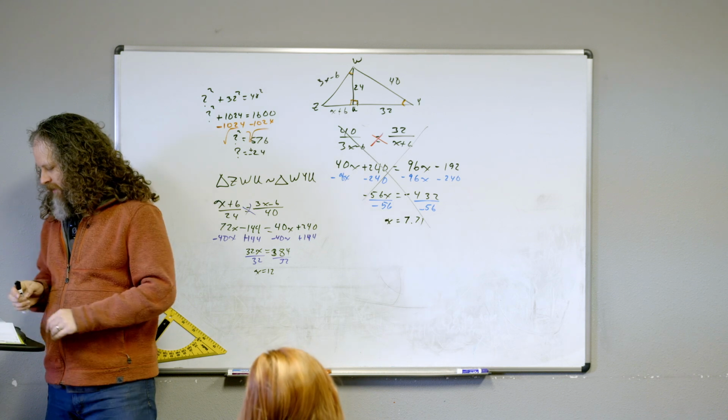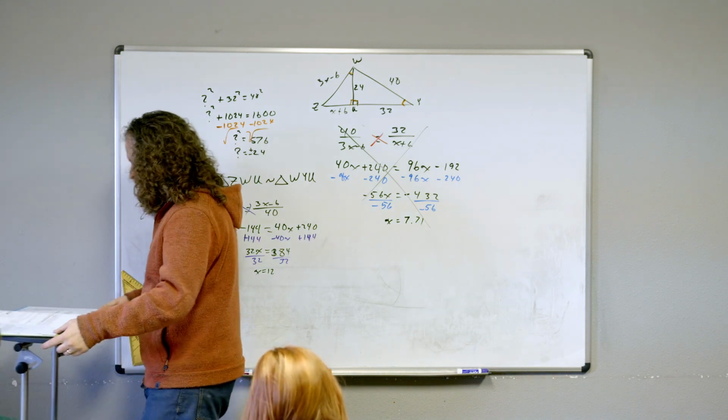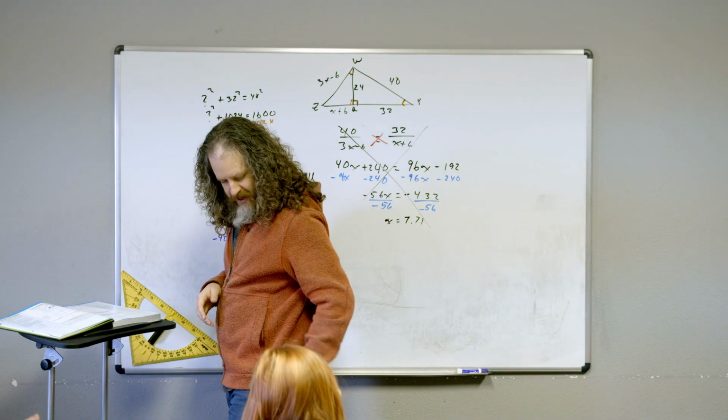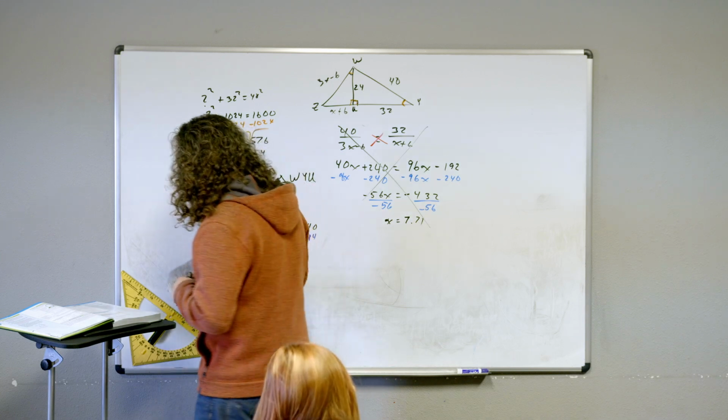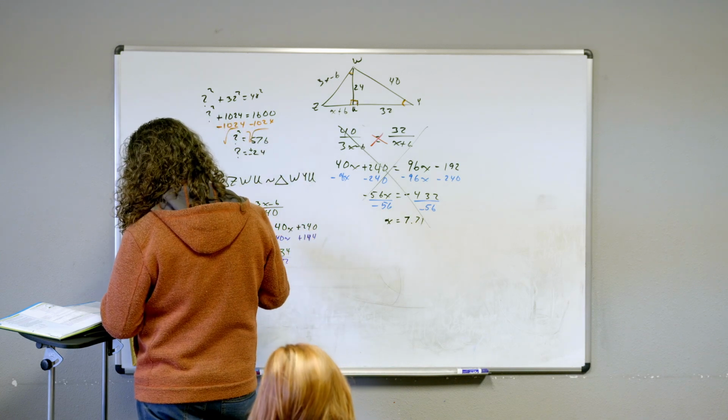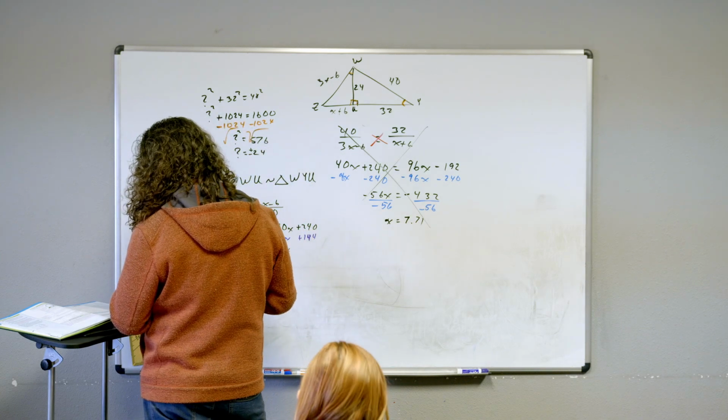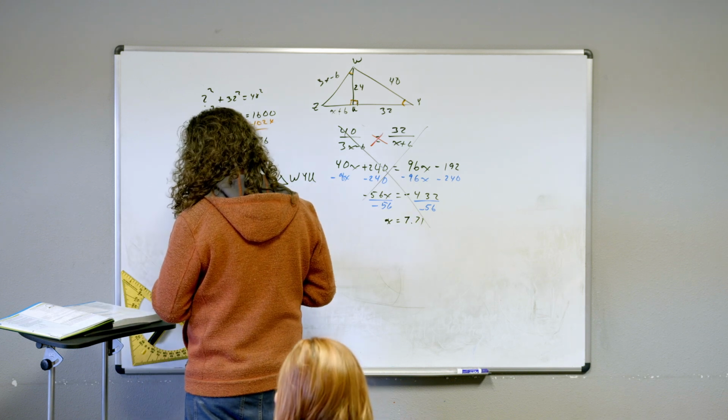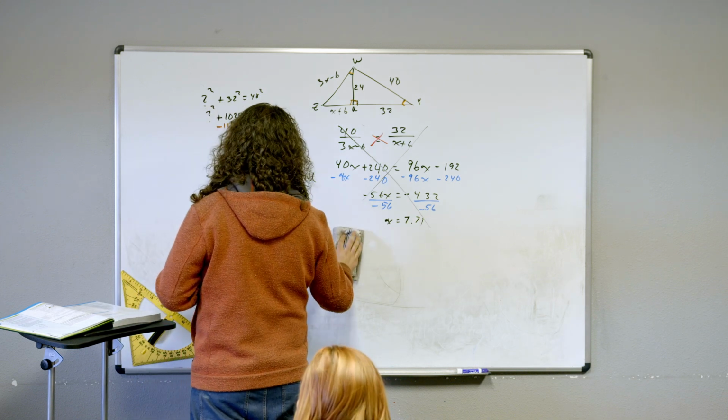A cell phone tower casts a 100-foot shadow. At the same time, a 4-foot 6-inch post near the tower casts a shadow of 3 feet 4 inches. Find the height of the tower.